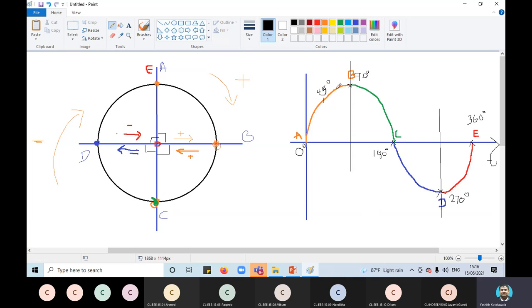Or the angular positioning value of this wave at time equal to zero is 0 degrees. There is no phase difference. Exactly, it is starting at phase angle zero.